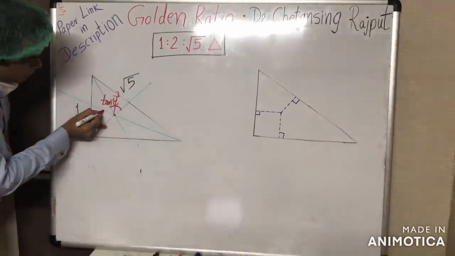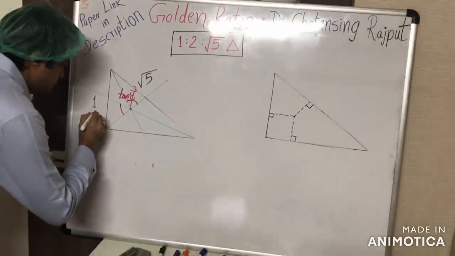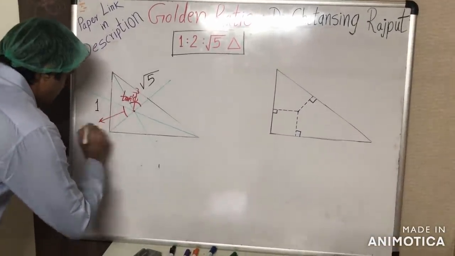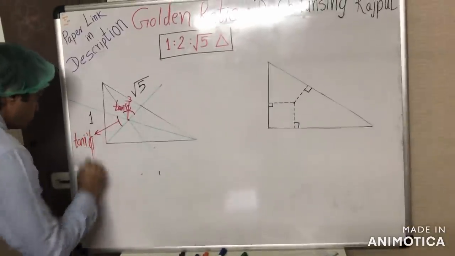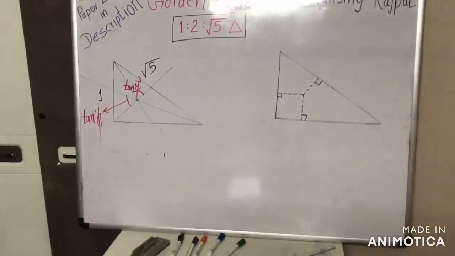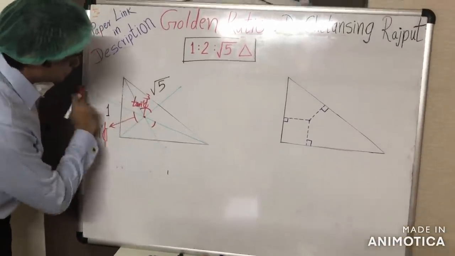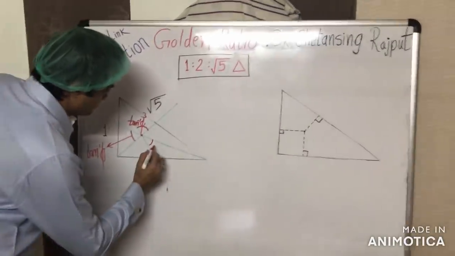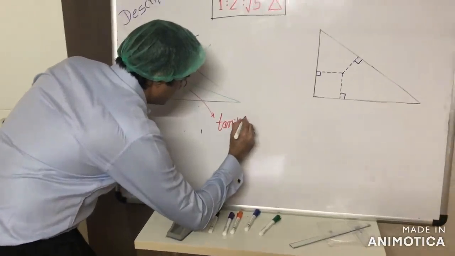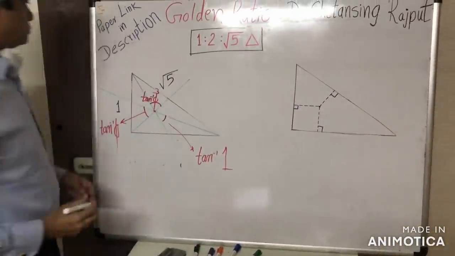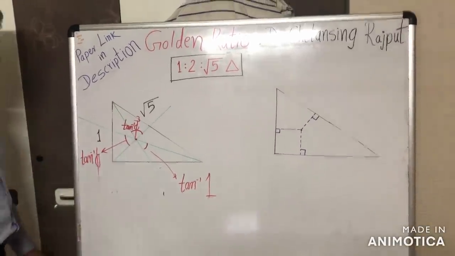Angle between these two angle bisectors: this angle here is precisely equal to arctangent of golden ratio. And this angle, the angle between these two angle bisectors, is arctangent of 1. This is equal to 45 degrees. Tan inverse of 1, phi and phi cube.